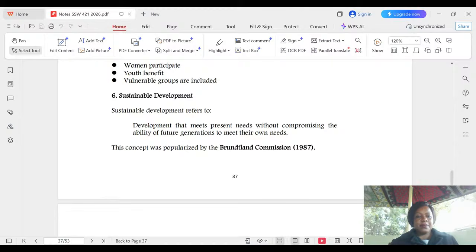Okay. This concept was popularized by the Brundtland Commission in 1987. This was among the first agreements that member bodies of the UN had in relationship to climate change and global warming, with the realization that our environments are quickly changing and our populations are rising to a level that our environment is not able to produce sufficiently for the wants of the population. Okay.